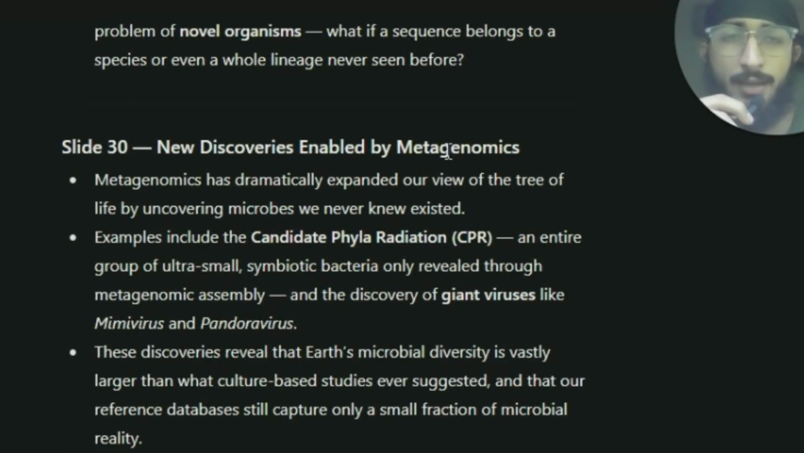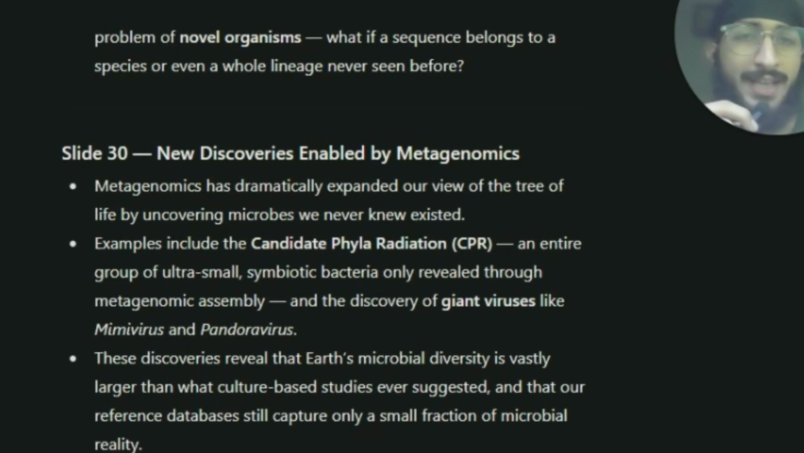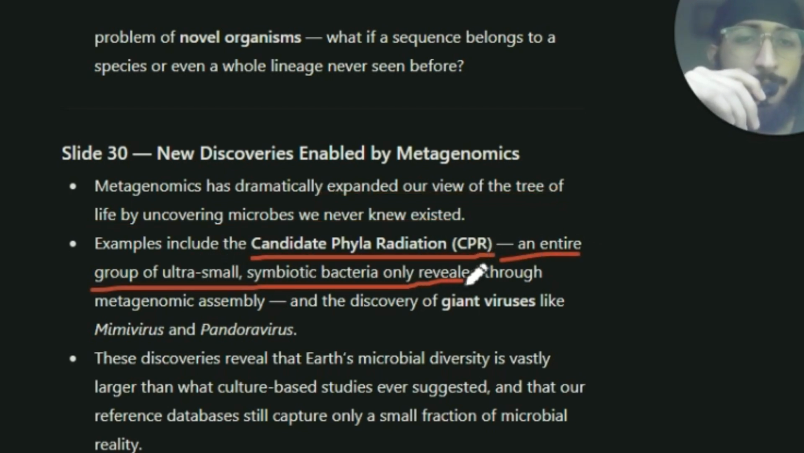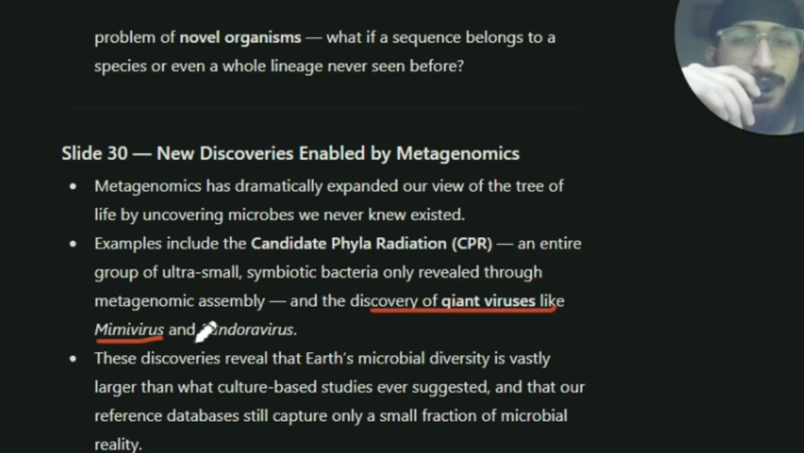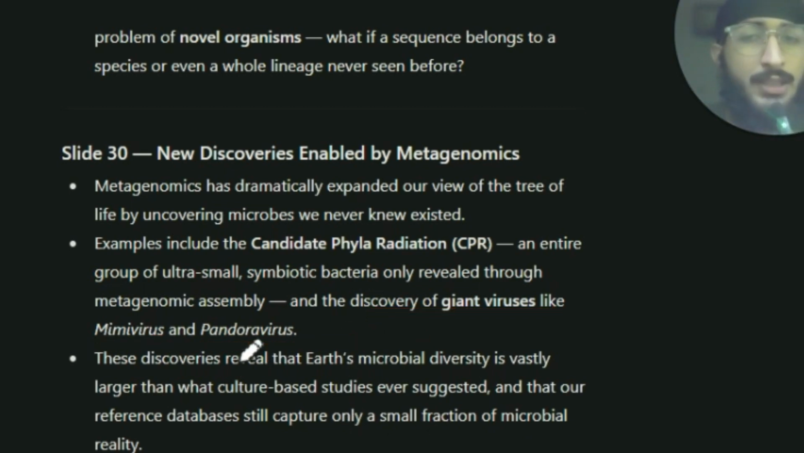New discoveries enabled by metagenomics. So, metagenomics has dramatically expanded our view of the tree of life by uncovering microbes we never knew existed. Examples include the candidate phyla radiation CPR, an entire group of ultra small symbiotic bacteria only revealed through metagenomic assembly, and the discovery of giant viruses like Mimivirus and Pandoravirus. These discoveries reveal that Earth's microbial diversity is vastly larger than what culture-based studies ever suggested, and that our reference databases still capture only a small fraction of microbial reality.